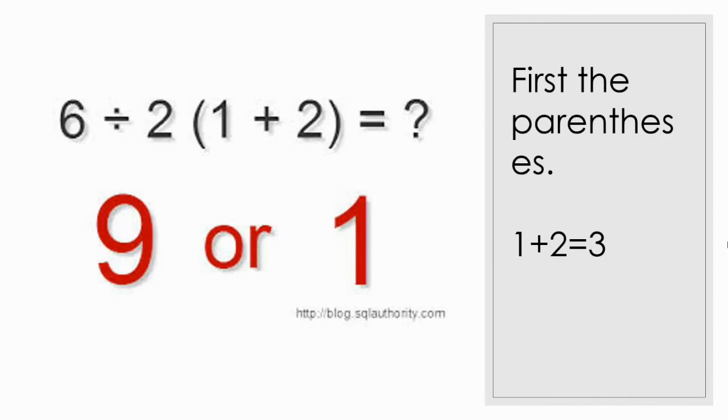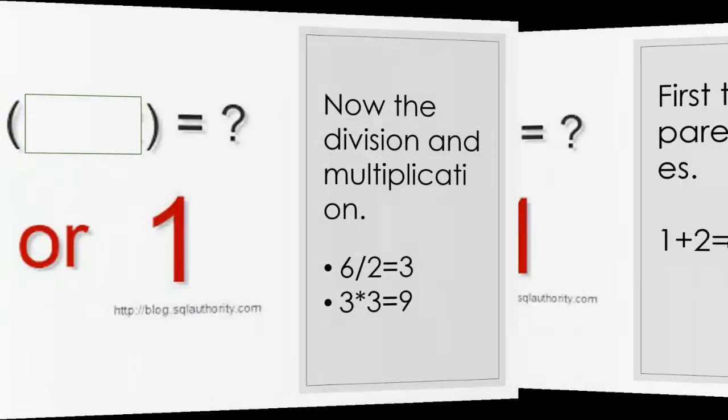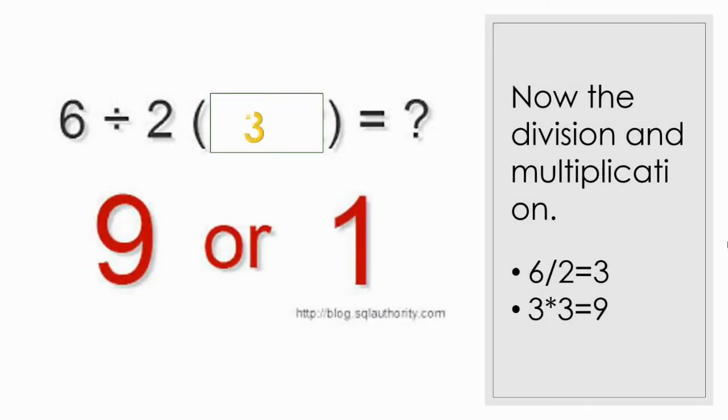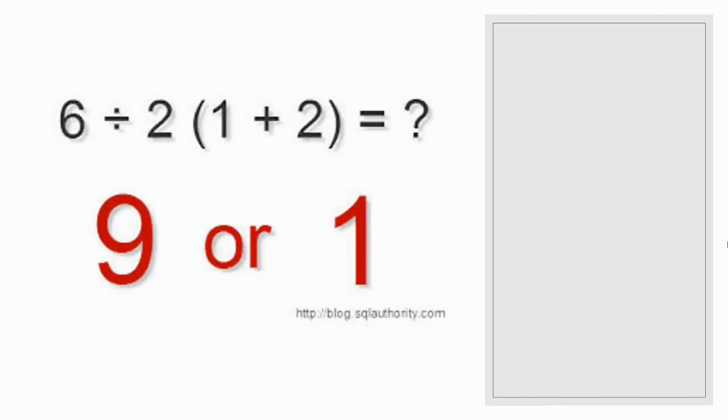Here's our example. 6 divided by 2, parentheses, 1 plus 2. The first thing we need to do is solve what's in the parentheses. So 1 plus 2 equals 3. Now let's do the division and multiplication. The division comes first, so I'm going to start with 6 divided by 2, which equals 3. Then I'm going to multiply that 3 by the 3 that's inside my parentheses, so I end up with 9. So the answer to this problem is 9.